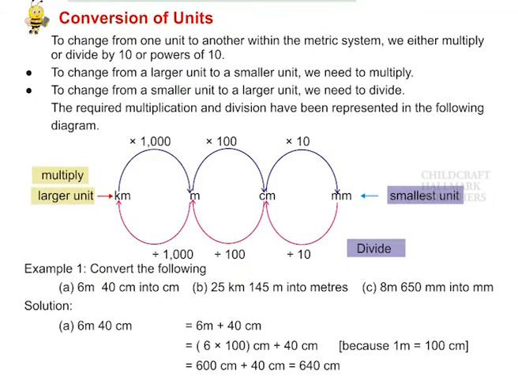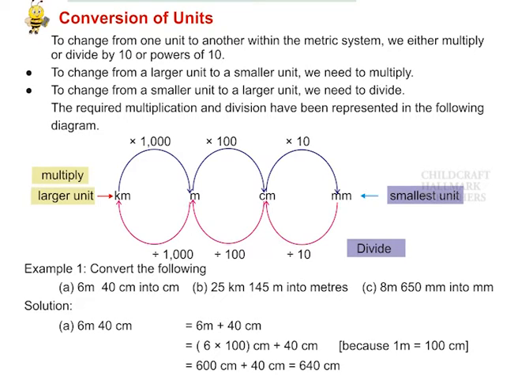Conversion of units. To change from one unit to another within the metric system, we either multiply or divide by 10 or powers of 10. To change from a larger unit to a smaller unit, we need to multiply. To change from a smaller unit to a larger unit, we need to divide. The required multiplication and division have been represented in the following diagram.